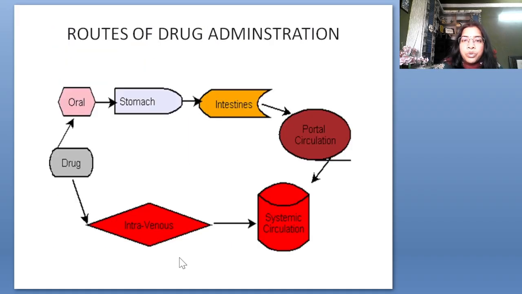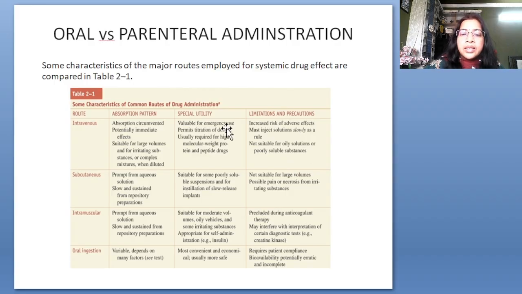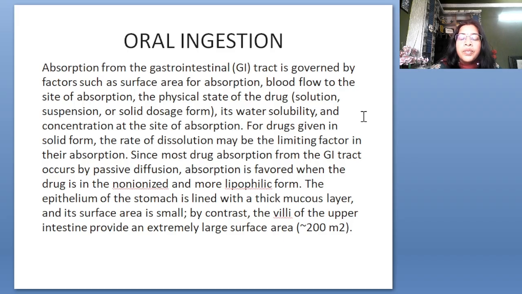Then we will see routes of drug administration. Through the oral route, the drug goes to the stomach, then to the intestine, then to the portal circulation, then the systemic circulation. And in the case of the intravenous or parenteral route, the drug goes directly to the systemic circulation. So we will compare here. This is a table where different routes are compared among themselves. You can read it later. We will see one by one.